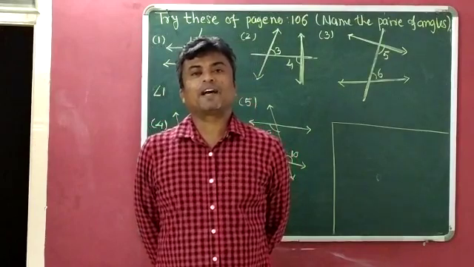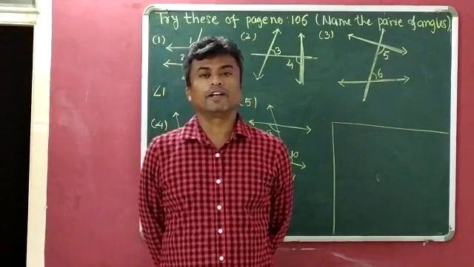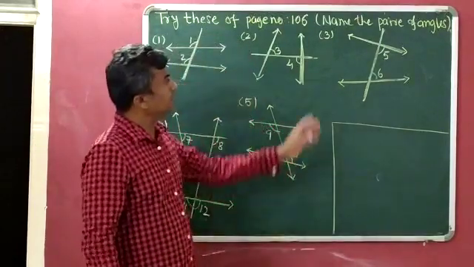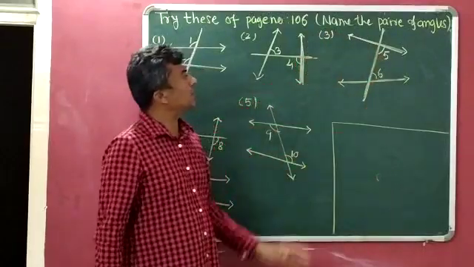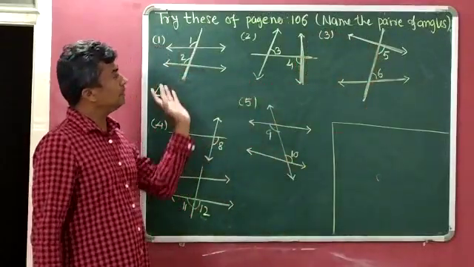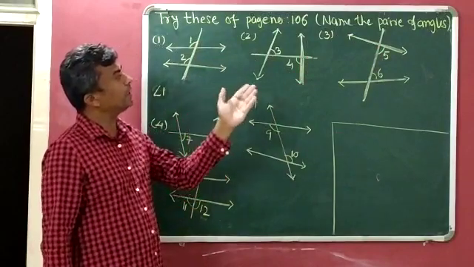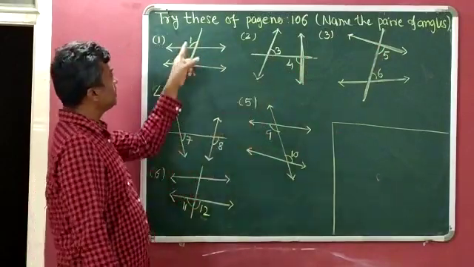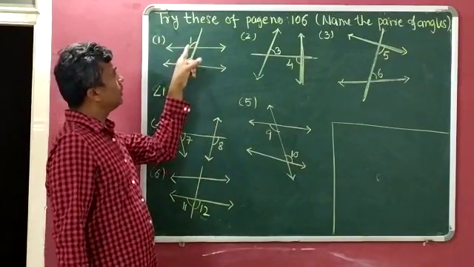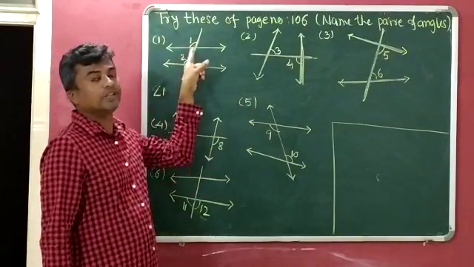Now I will explain Try This on page number 106. The question heading is: name the pair of angles from the given figure. Some figures are given to us, and we have to identify the pair of angles, angle 1 and angle 2, in each.